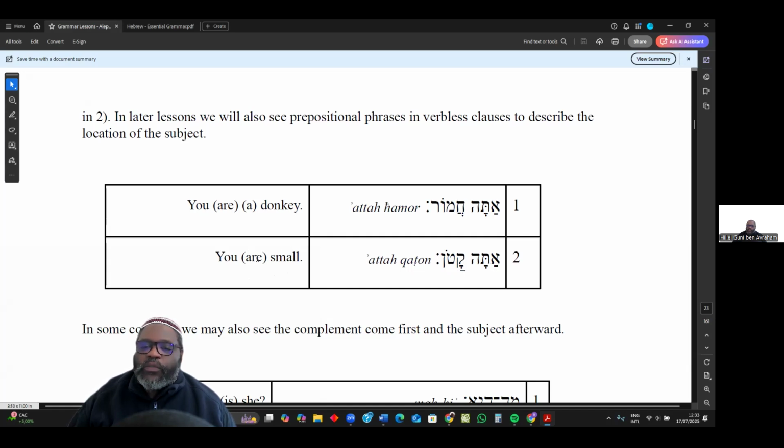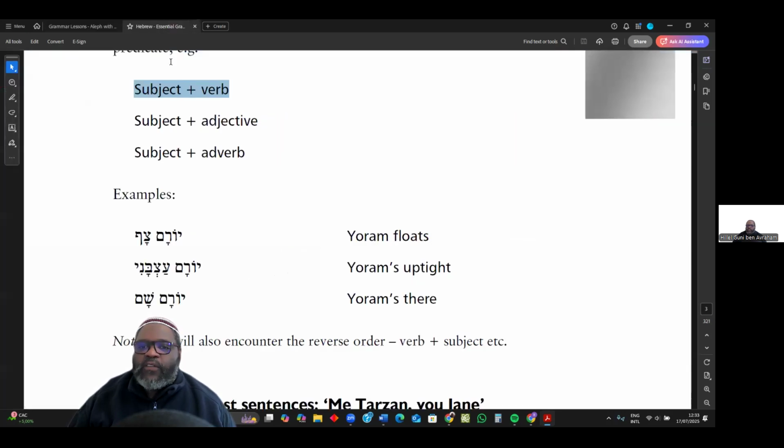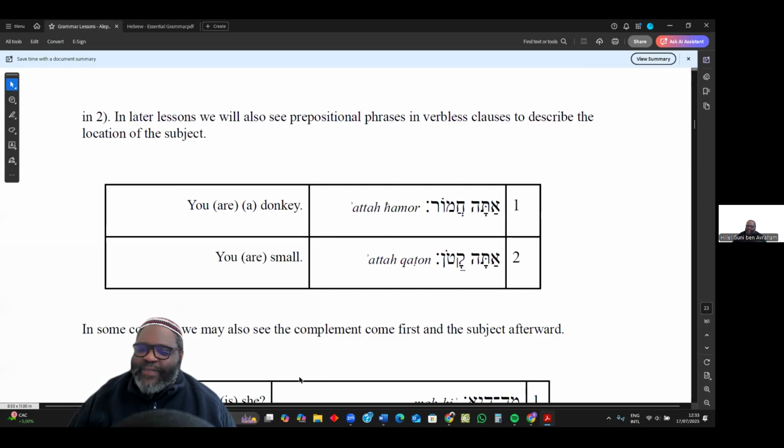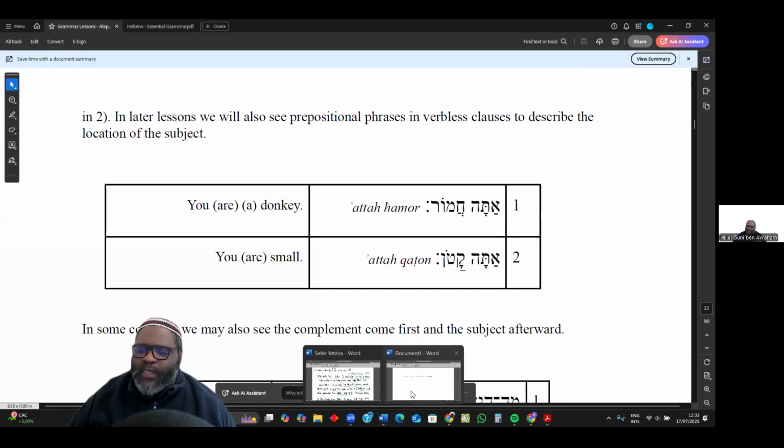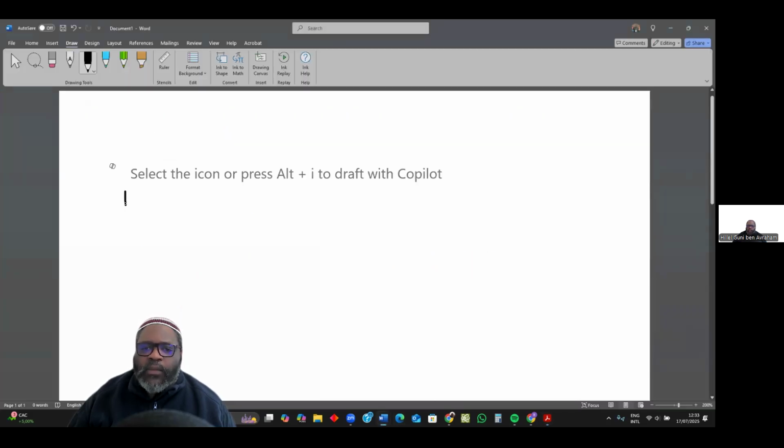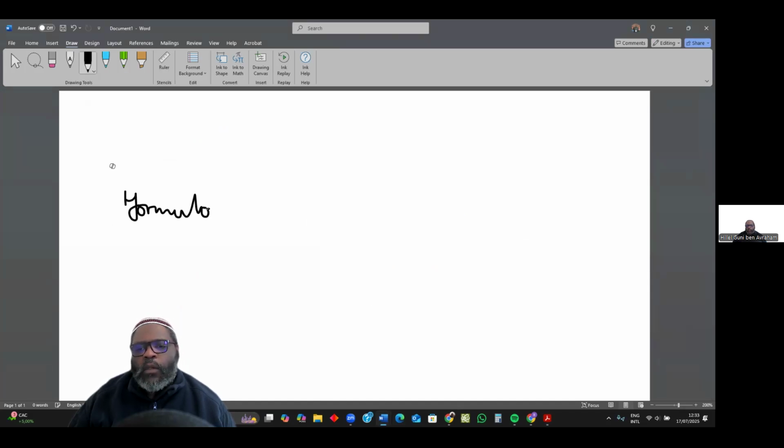And then in English, we have to put you are small because we are still following the subject plus verb way of constructing sentences. Why do we have sentence formulas? In English, we also have a formula. So English in Hebrew is Anglit.